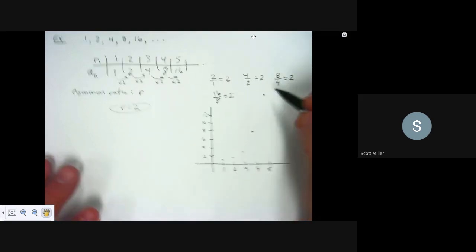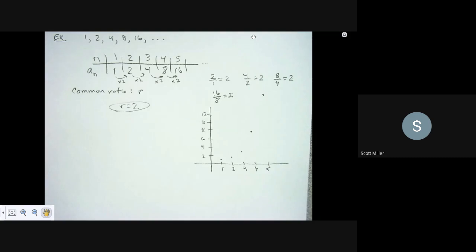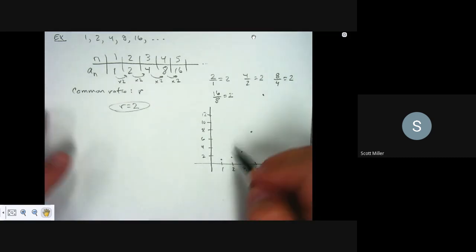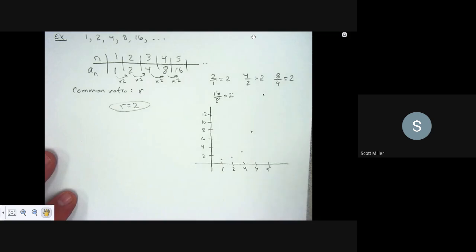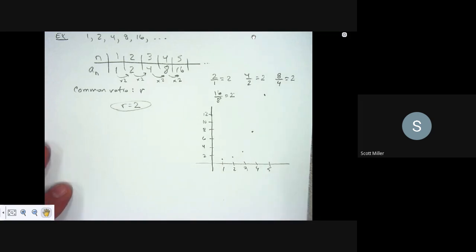This type right here, we talked about the exponential function. This is what it looks like. It has a little curvature like this. And we'll explore that function in more detail graphically a little bit later.